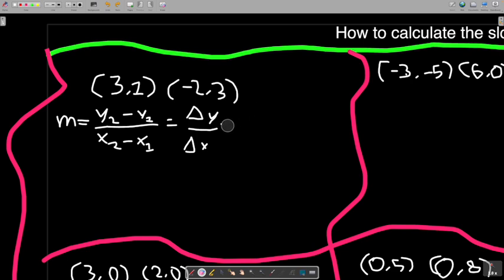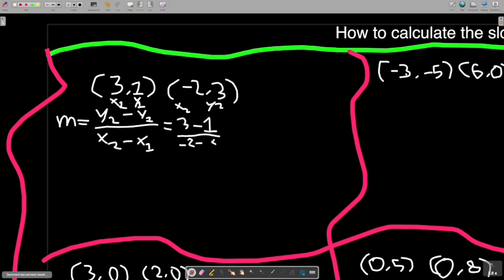What we need is the change in y over the change in x, which is basically just y2 minus y1 over x2 minus x1. So we're going to be using this formula right here. So let's do this. This is y2, this is x2, this is y1, and this is x1. So y2 is 3, minus y1, which is 1, over x2, which is -2, minus x1, which is 3.